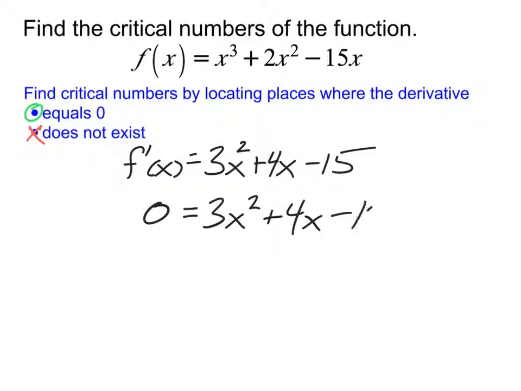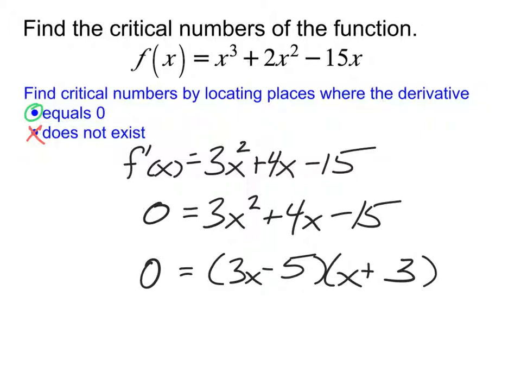Now, in order to solve that, we got a couple different options because it is a quadratic. You could use the quadratic formula, although it's nice to save that as a last resort. It's better to factor it if we can. So check and see, is this factorable? If so, factor it. So it is factorable. You end up with 3x minus 5 times x plus 3.